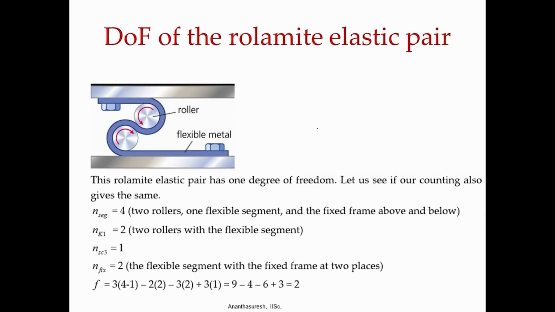And we come back to Rolomite, and here we have shown that the number of segments is 4. We have the top one and the bottom one as the fixed frame, that is the same thing, and a flexible metal strip is 2, and then the 2 rollers, those are the 4 segments. In NK1 you can see the revolute joints we have, 2 rollers, and in NC3, the flexible metal has segment compliance 3, one such thing. N fix, where it is fixed, we have 2 of these fixed connections. In fact, fixed connections are literally shown here with bolted connections.